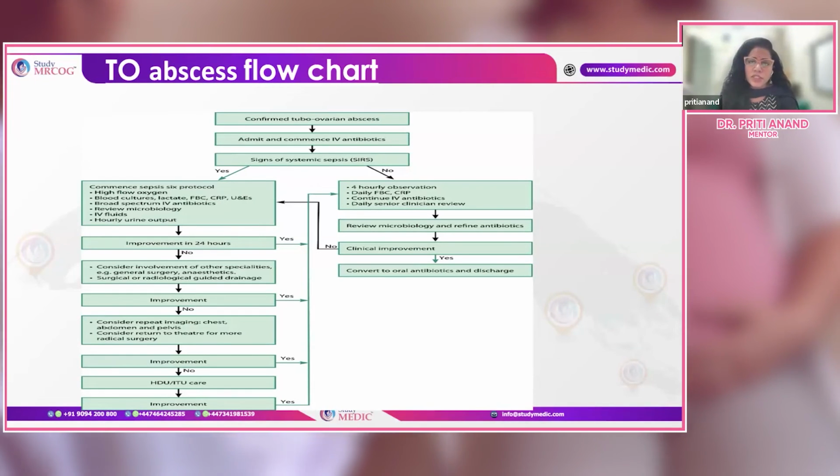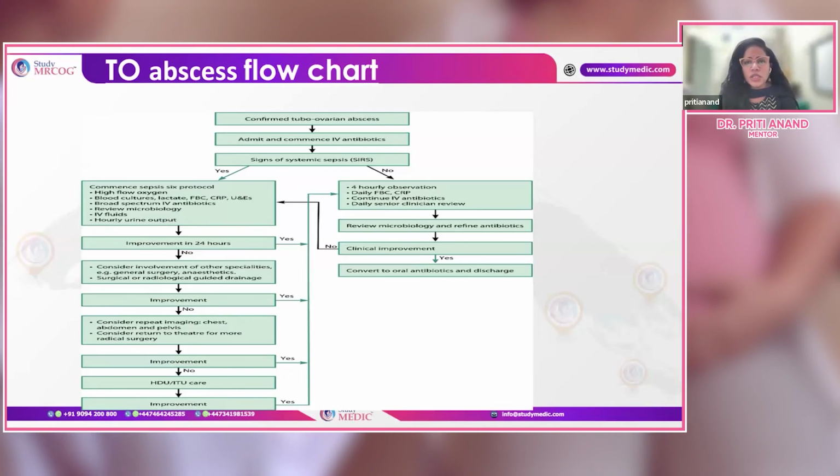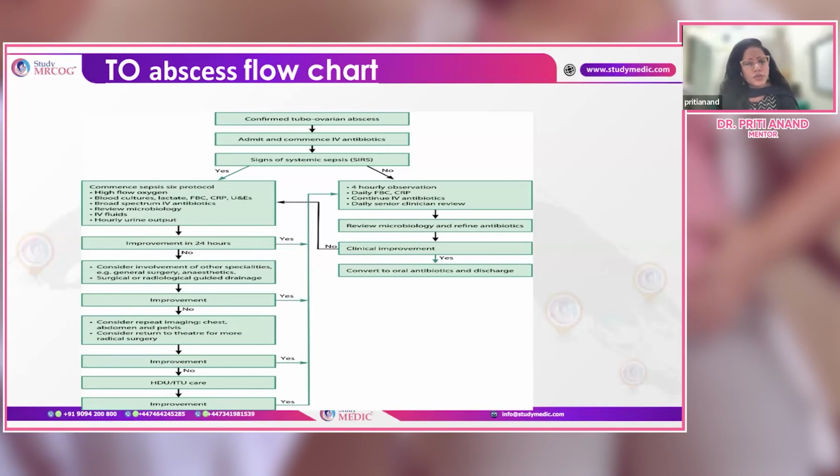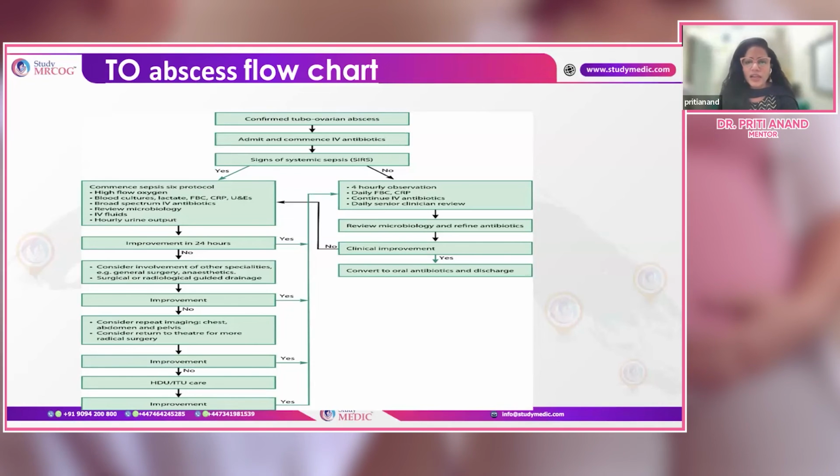If sepsis is not present, she is just a case of TO abscess. Start with the treatment and the investigations. You can change the antibiotics once the microbiology report is there. If she improves clinically, then you can shift her from IV to oral and discharge.